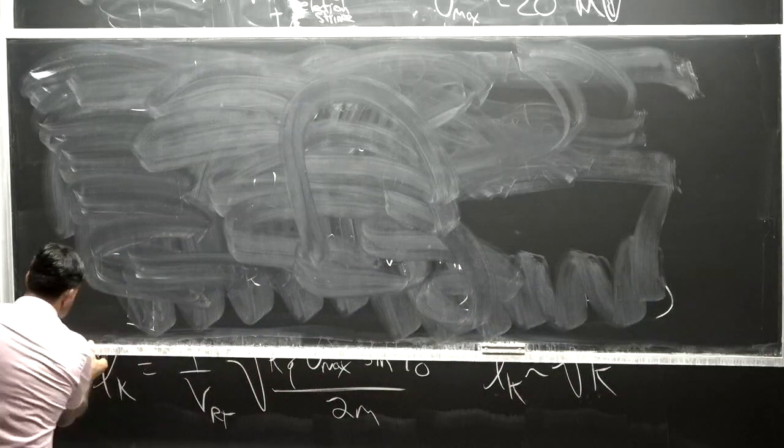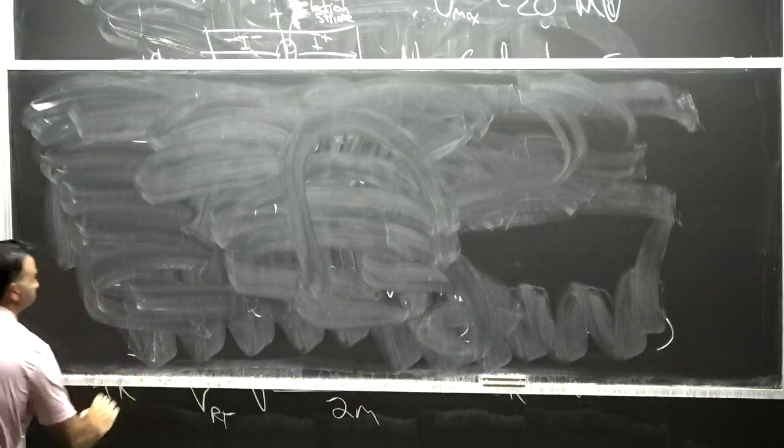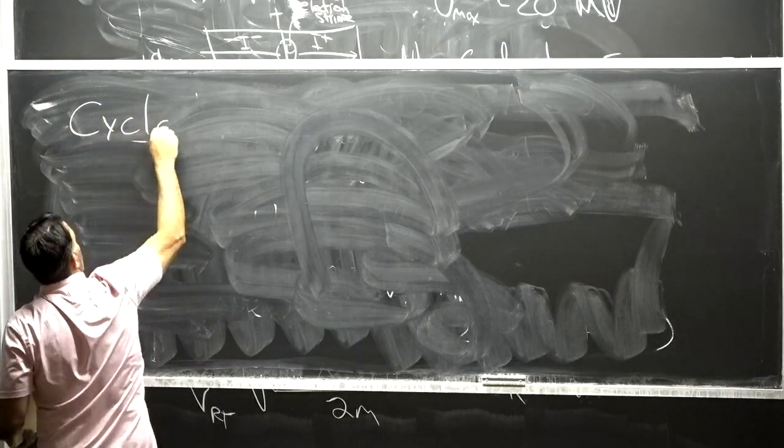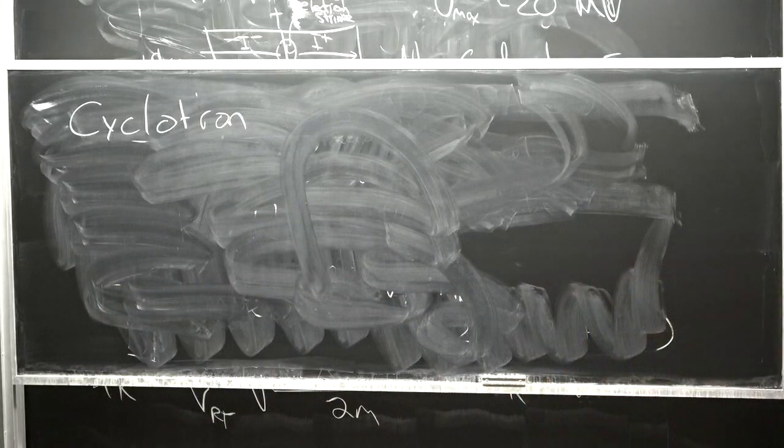So the idea behind why RF acceleration was nice is that I could essentially reuse the same potential. I went through it multiple cycles. So what if there was a way to reuse the same accelerating mechanism, not have to linearly stack these over and over again? And that could potentially shrink the size of our accelerators. And that brings us to the famous cyclotron. So if instead of just making a line, I want to come back in a circle and do this over and over again.